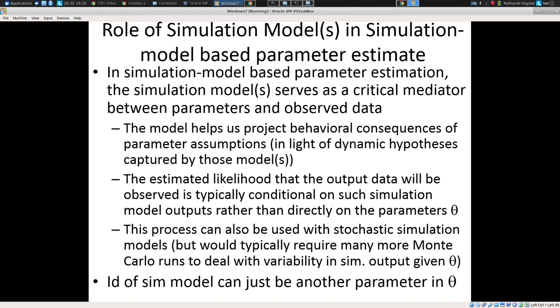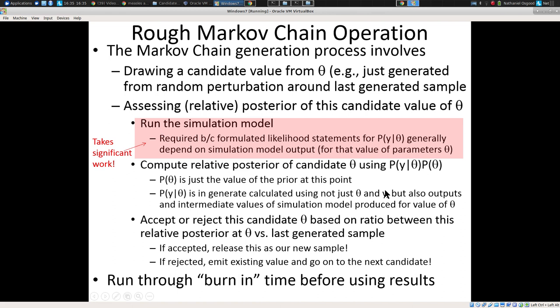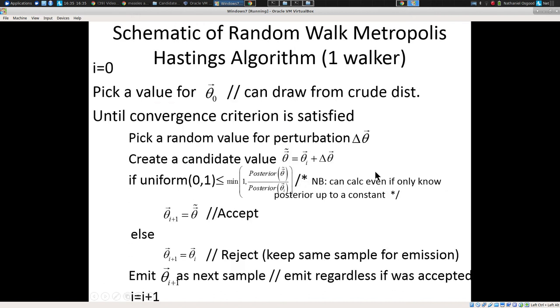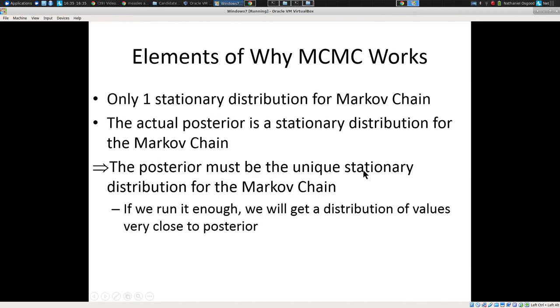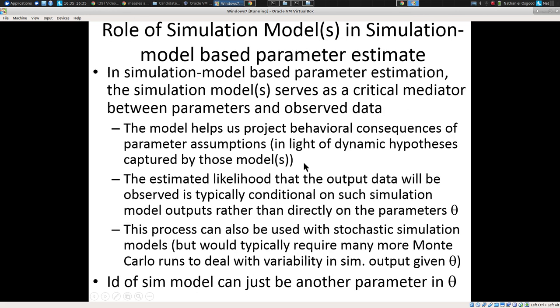So the simulation model plays a critical role in this process. It's the simulation model that allows us to say, for a certain contact rate, for example, and a certain assumption about reporting fraction, what's the probability we would observe the output, the observed empirical data? You've got to run the model to see that. So this is critically running the model as part of that. So for every one of these iterations, to calculate the posterior, which requires calculating the likelihood and then multiplying it by the value of the prior for that theta, for that value of the parameters, you're going to be running the model, okay?